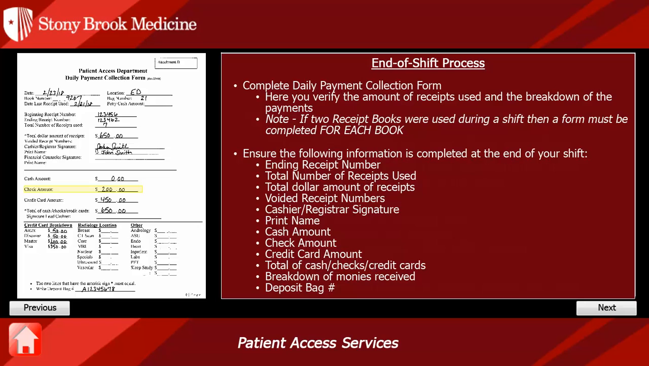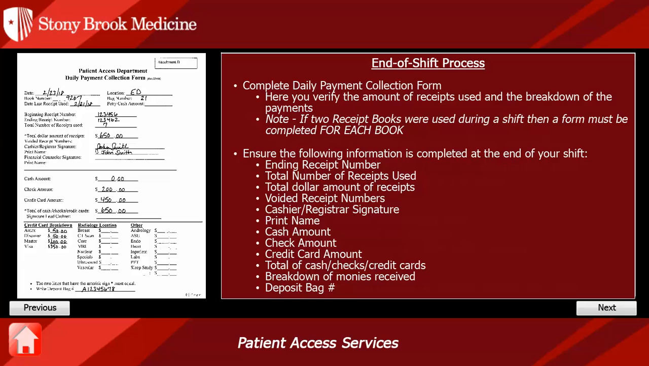Check amount. Enter the total amount received in checks. Credit card amount. Enter the total amount received in credit card payments. Total of cash, checks, and credit cards gets entered here. This number must match the total dollar amount of receipts.